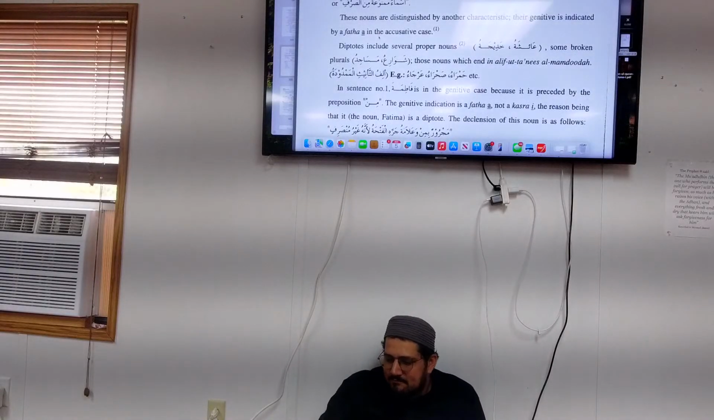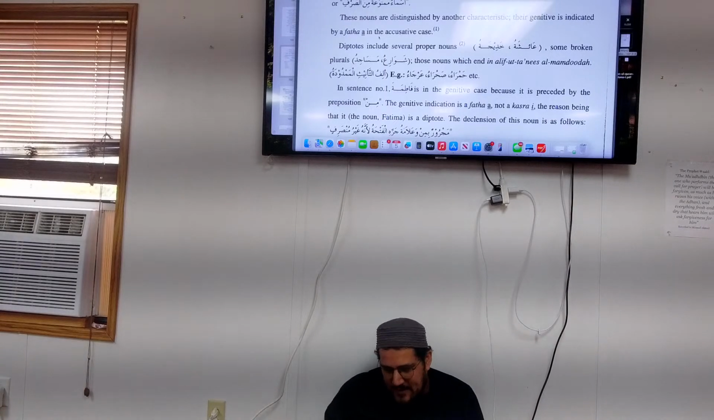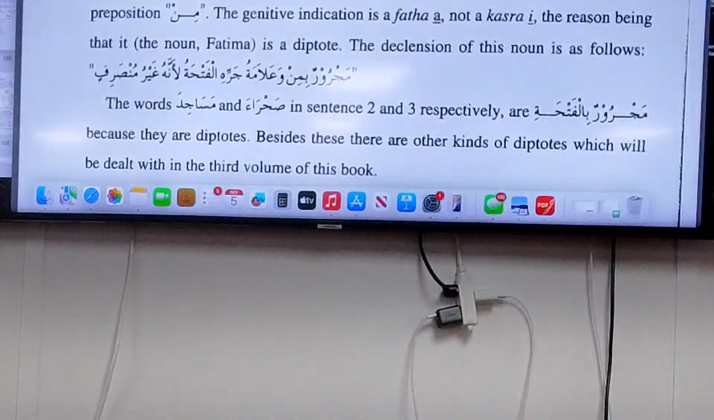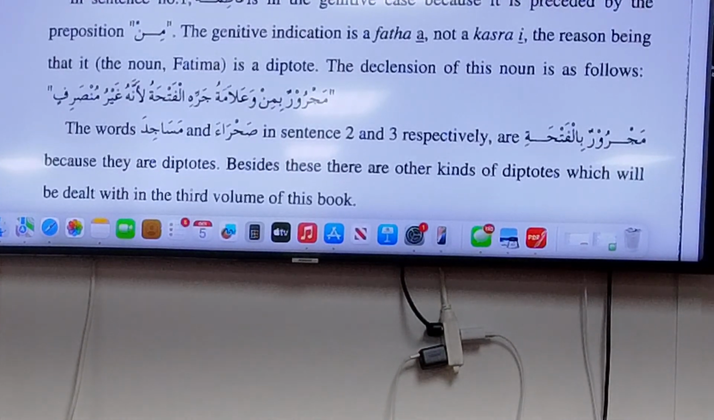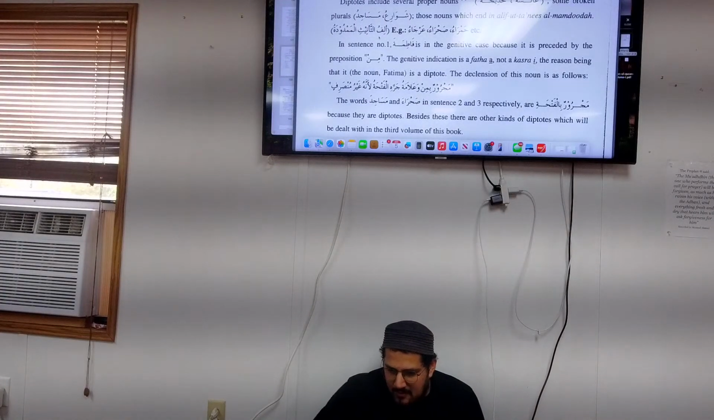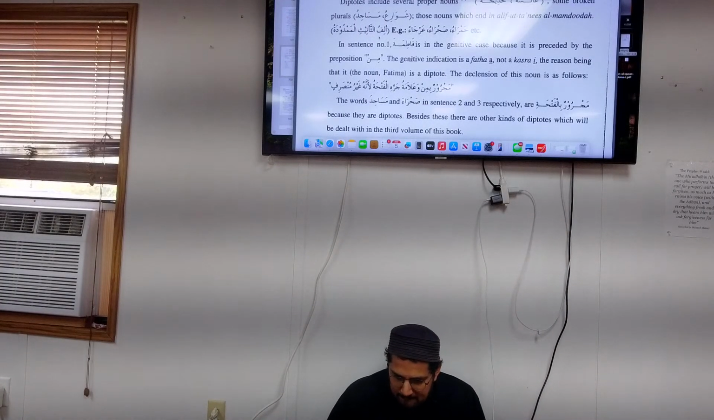Alright, continue. These nouns are distinguished by another characteristic. Just say they're jar. Their jar is indicated by a fatha. A better way to say this is their jar is indicated by fatha. That's it. Don't say in the accusative case. Diptotes include several proper nouns, like Aishatu or Egypt, and some broken plurals like Shawari'u or Masajidu.